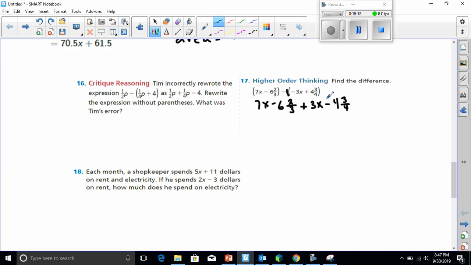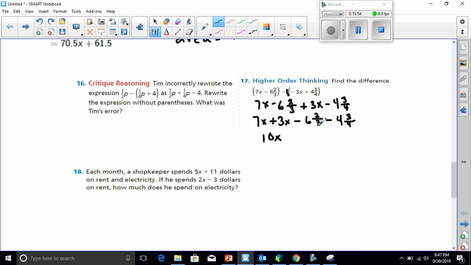Now, let's go ahead and group them together. We got 7x plus 3x, and we have negative 6 2/3 minus 4 3/4. First of all, we know 7x plus 3x is going to give us 10x.